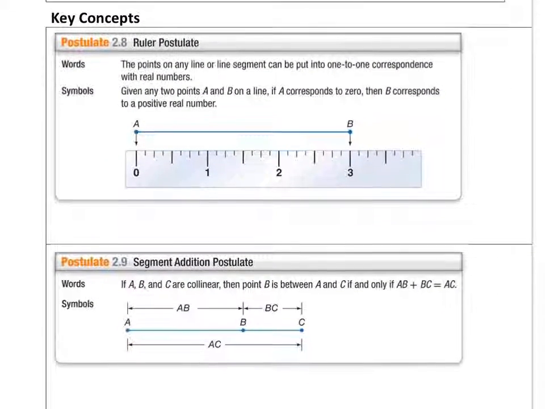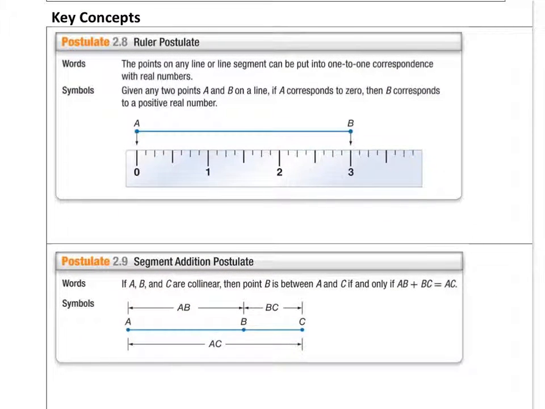Okay, so postulates that we already talked about in Chapter 1, the Ruler Postulate. The Ruler Postulate says that points on any line or segment can be lined up in a one-to-one fashion using a ruler, and you can use those numbers to find the length of a particular segment. So in this case we lined up our ruler, and it looks like our scale is in inches, and this particular segment AB would be 3 minus 0, or 3 inches.